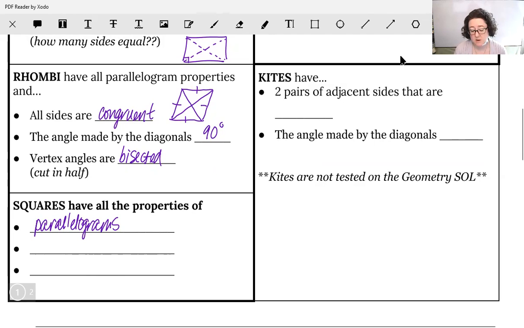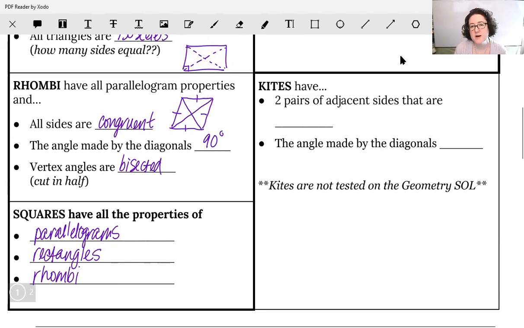It also has the rectangle properties. So that means all the corner angles are 90-degree angles. If you draw on your diagonals, they're congruent to each other. You make a bunch of isosceles triangles when you do that. But it also has all the properties of the rhombi. So that means it also, when you draw on your diagonals, they make a 90-degree angle in the middle. You bisect all those vertex angles as well, and all of the sides are still going to be congruent, just like a rhombus.